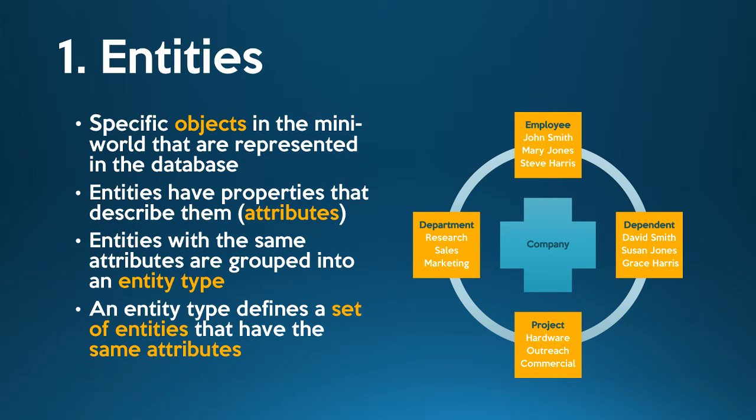An entity type defines a set of entities that have the same attributes. Since you have different departments, the College of Engineering, the School of Business, and all these different things, they all have to have the same attributes in order to be considered departments. So that's how the entities work. For example, here in the diagram, for departments you have research, sales, and marketing. For employees, you have different names of different employees. For dependents, same thing, different names of the employees' dependents. And for projects, you have different kinds of projects that work for that company.